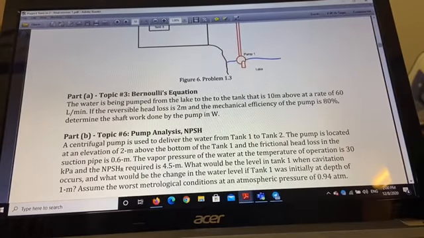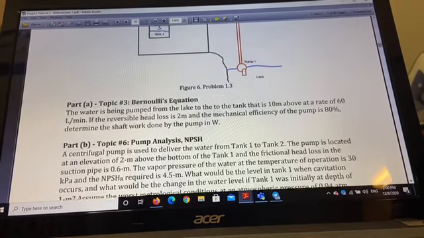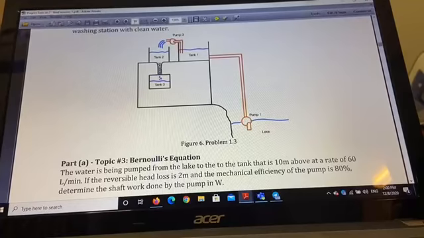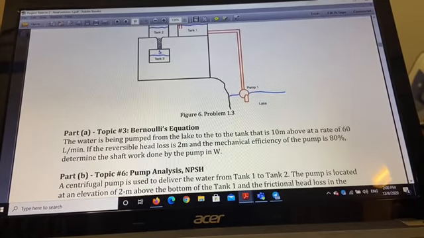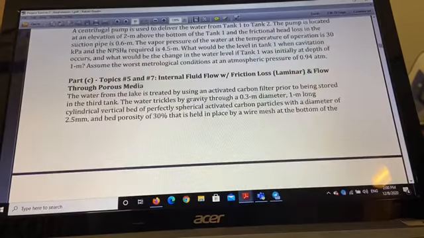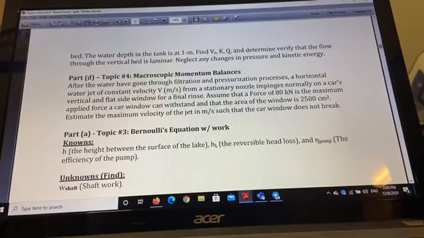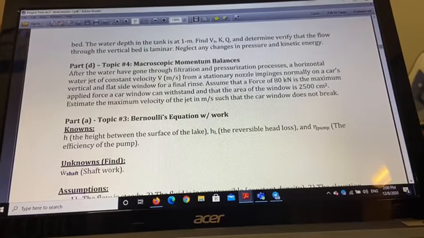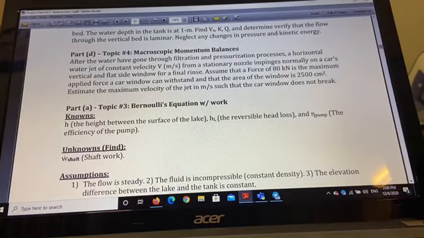So for the Bernoulli part, we want to calculate the work that the pump needs to do to get the water to the top. And on the macroscopic momentum balance, we want to see what force we need to cancel out the force of the water coming out as a jet.